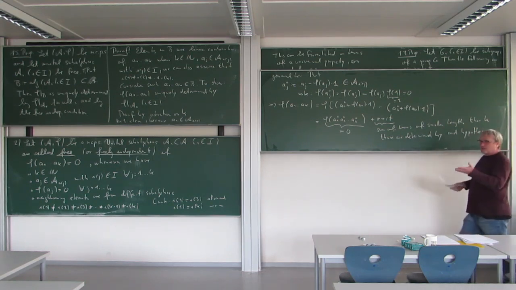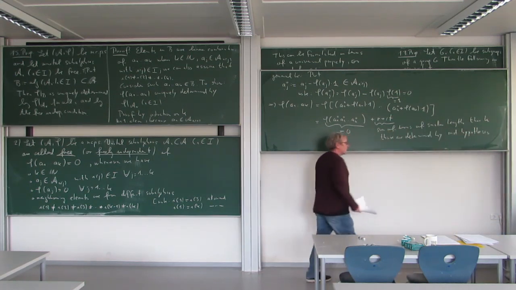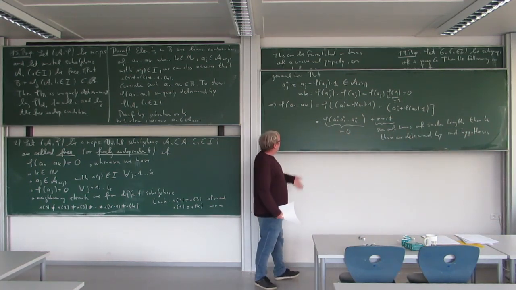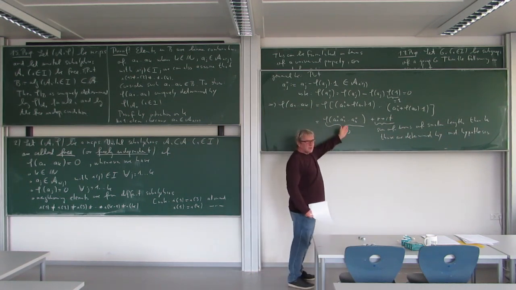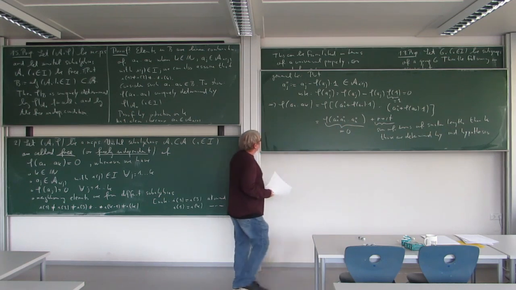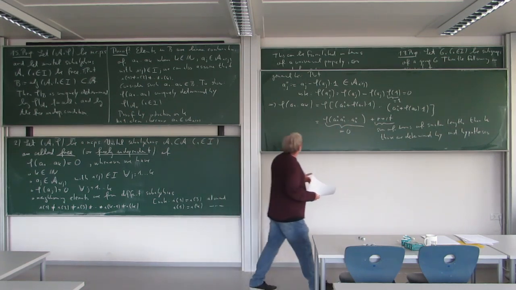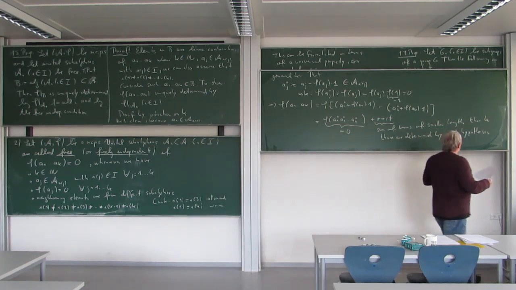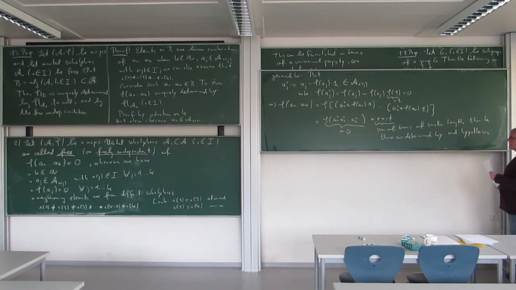Okay, but this tells me, if I know how to calculate those guys up to length k minus 1, I also know how to calculate it up to length k. This means I can calculate it for any length. And that's also for all linear combinations, and thus for all elements in my algebra. Good.